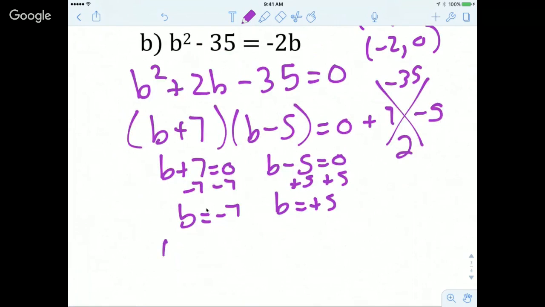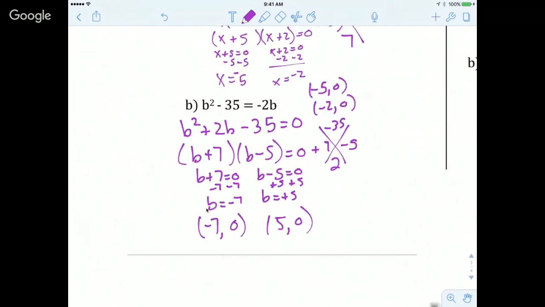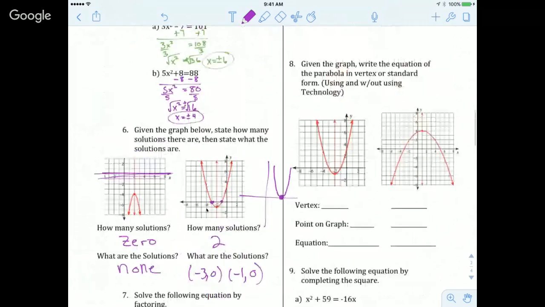And Ms. Kearns likes you to write them as coordinate points. Now, they could just say B equals -7 or 5. However, we're just trying to keep the understanding that these are our roots, these are our zeros, these are our coordinate points. Okay.